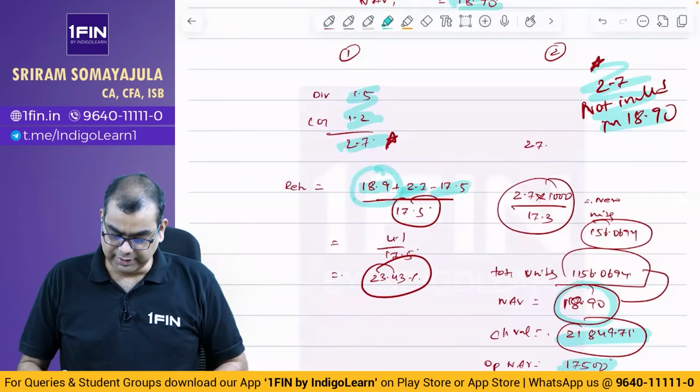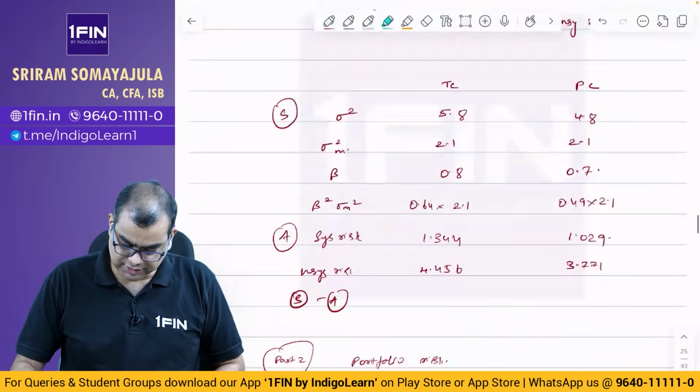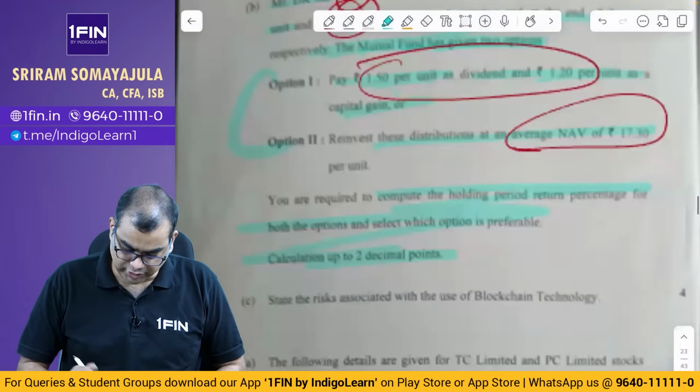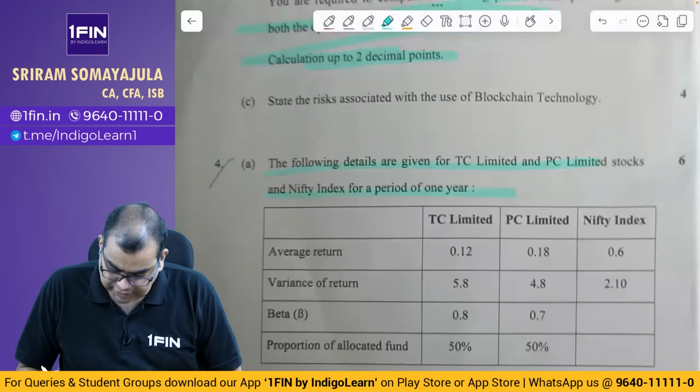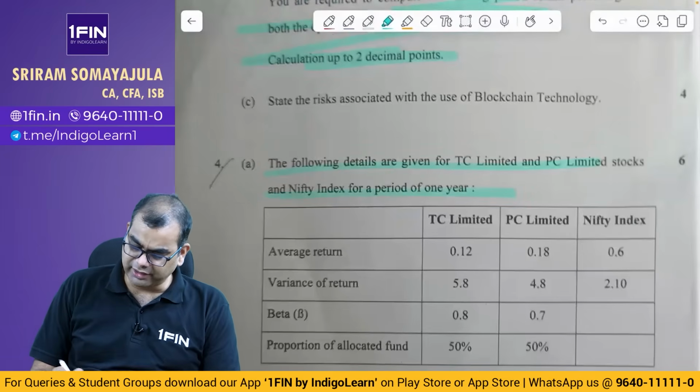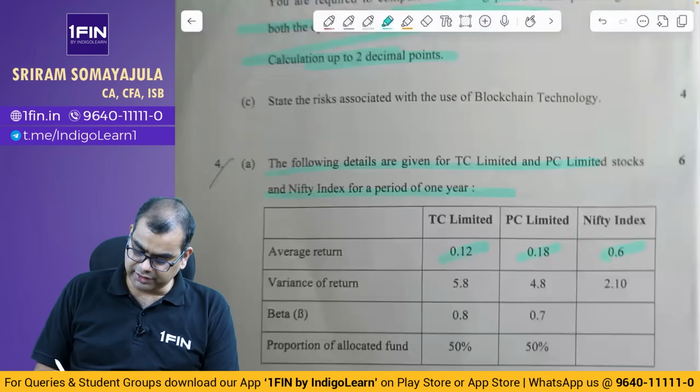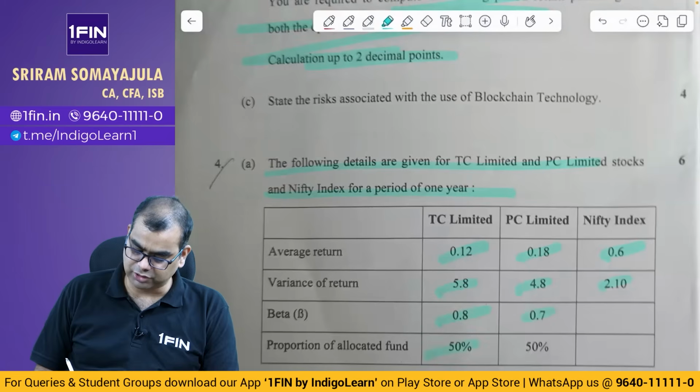Okay, moving to the next question. What is the next question, boss? 4A. The following details are given for TC and PC stocks, Nifty index for a period. Average return 0.12, PC 0.18, Nifty 0.6, variance is 5.8, 4.8, 2.1, beta 0.8, 0.7, proportion 50-50.